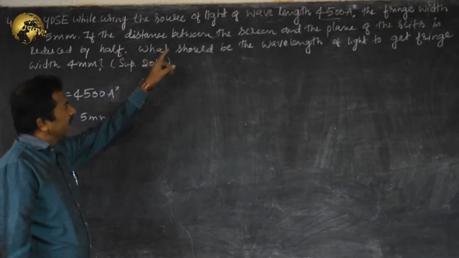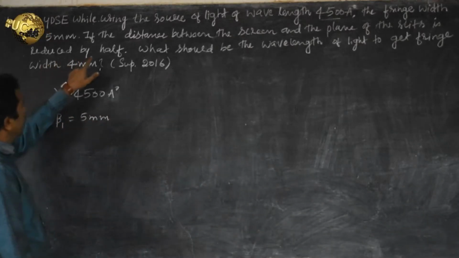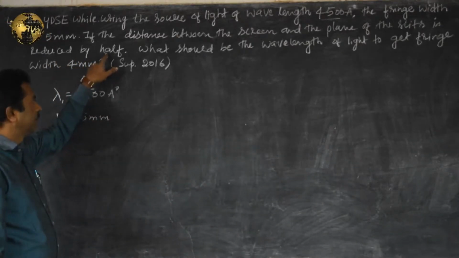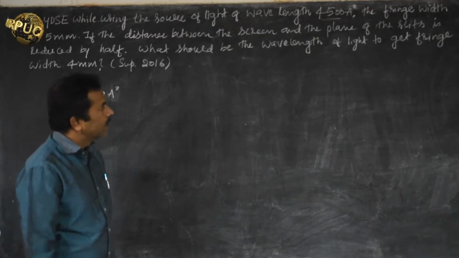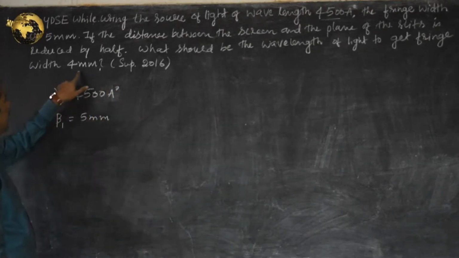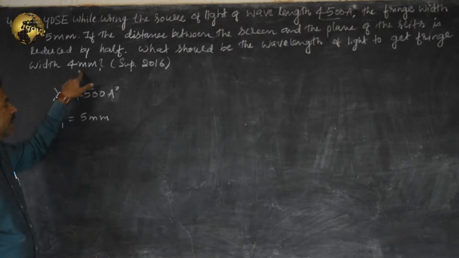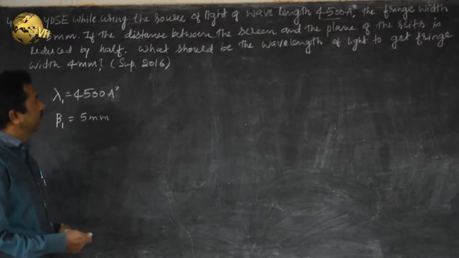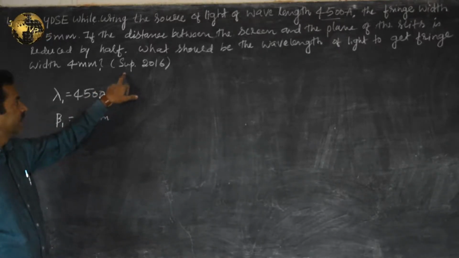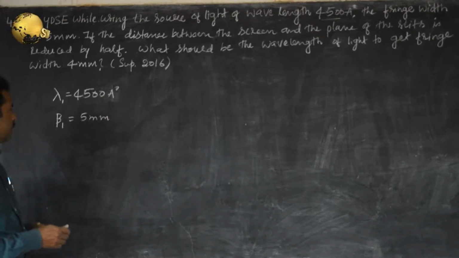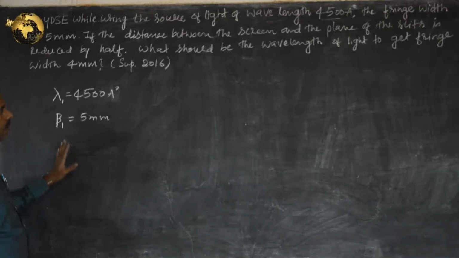If the distance between the screen and the plane of the slit is reduced by half, what should be the wavelength of light to get fringe width of 4 millimeter? So this question is asked in the 2016 supplementary examination. Let us write the data.